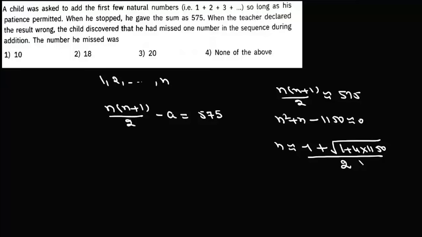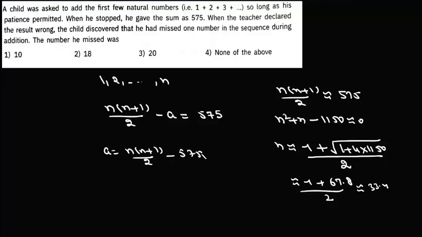Now 1150 into 4 is 4600 plus 1. Now the square root of this value is 0.678, so n will be nearly (-1 + 67.8)/2, which is nearly 33.4. Now this A is n(n+1)/2 minus 575. When n is nearly 33.4, the value of A is 0.